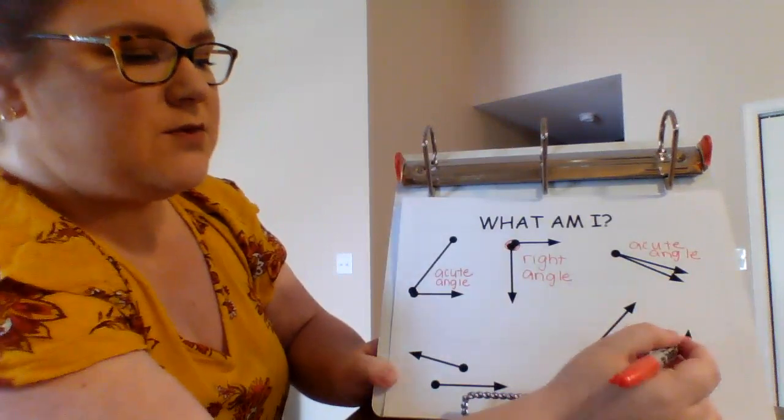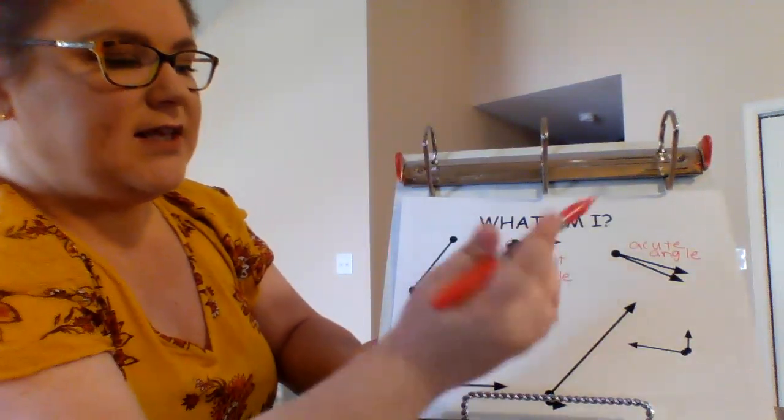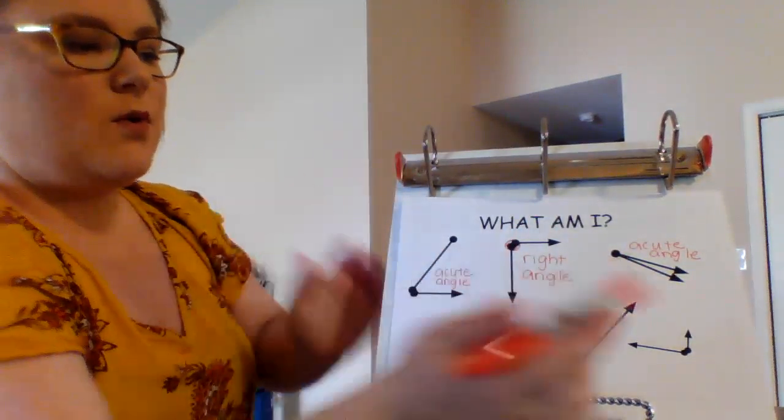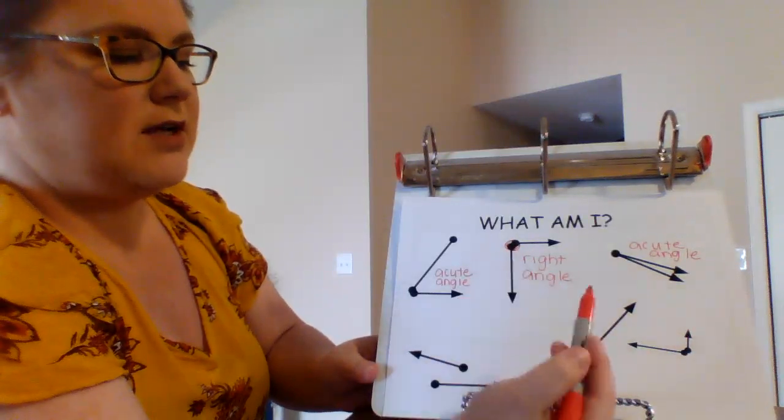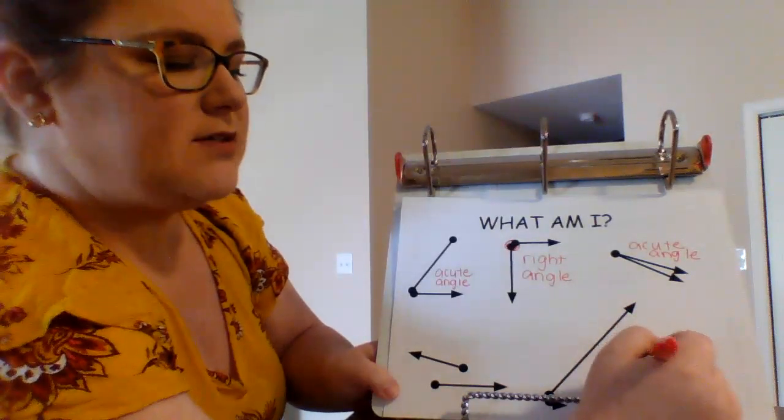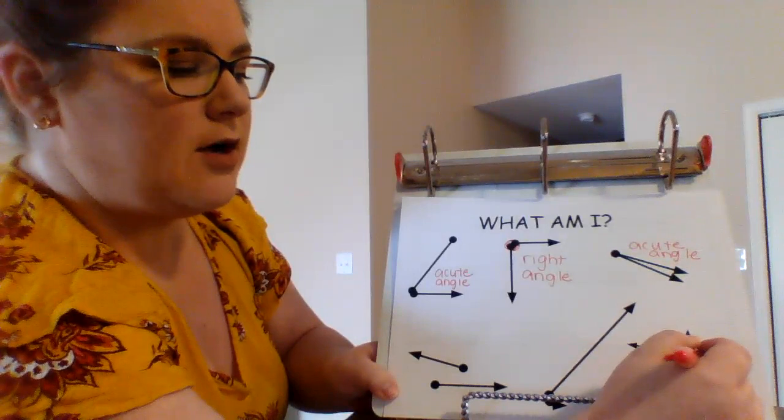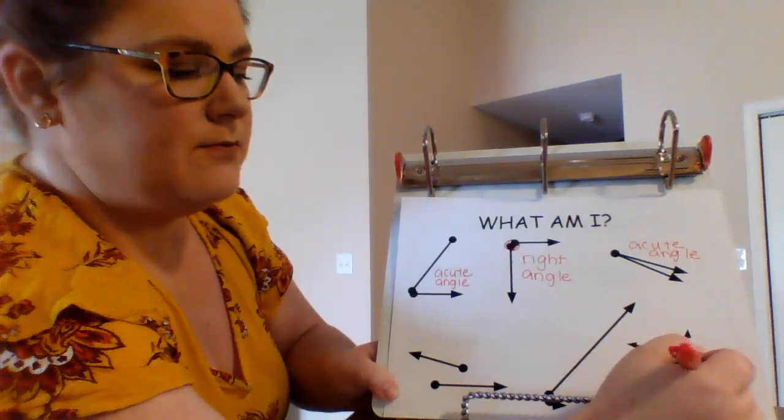Okay, this one looks like it's tipping back wider than my 90-degree right angle. So that's going to be our wider obtuse angle.